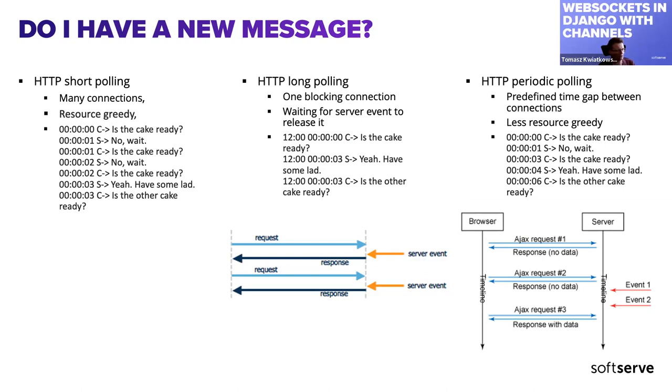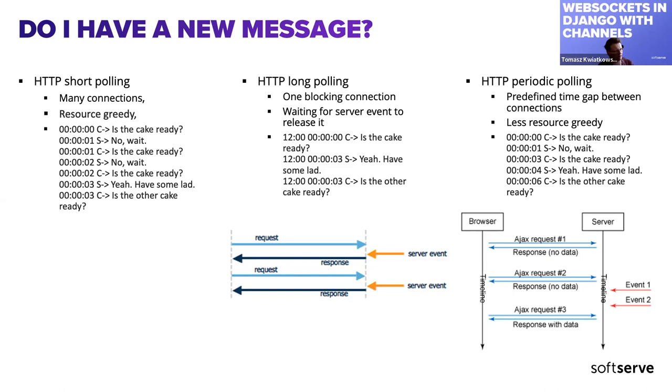Those are HTTP polling usages. The very first one is HTTP short polling, which is probably the most straightforward one. Basically, we are asking for the update from the other user without any sort of break or time period between the requests. That makes this particular solution very resource greedy, because we are creating many connections due to the number of requests that we are sending to the server in order to obtain the message.